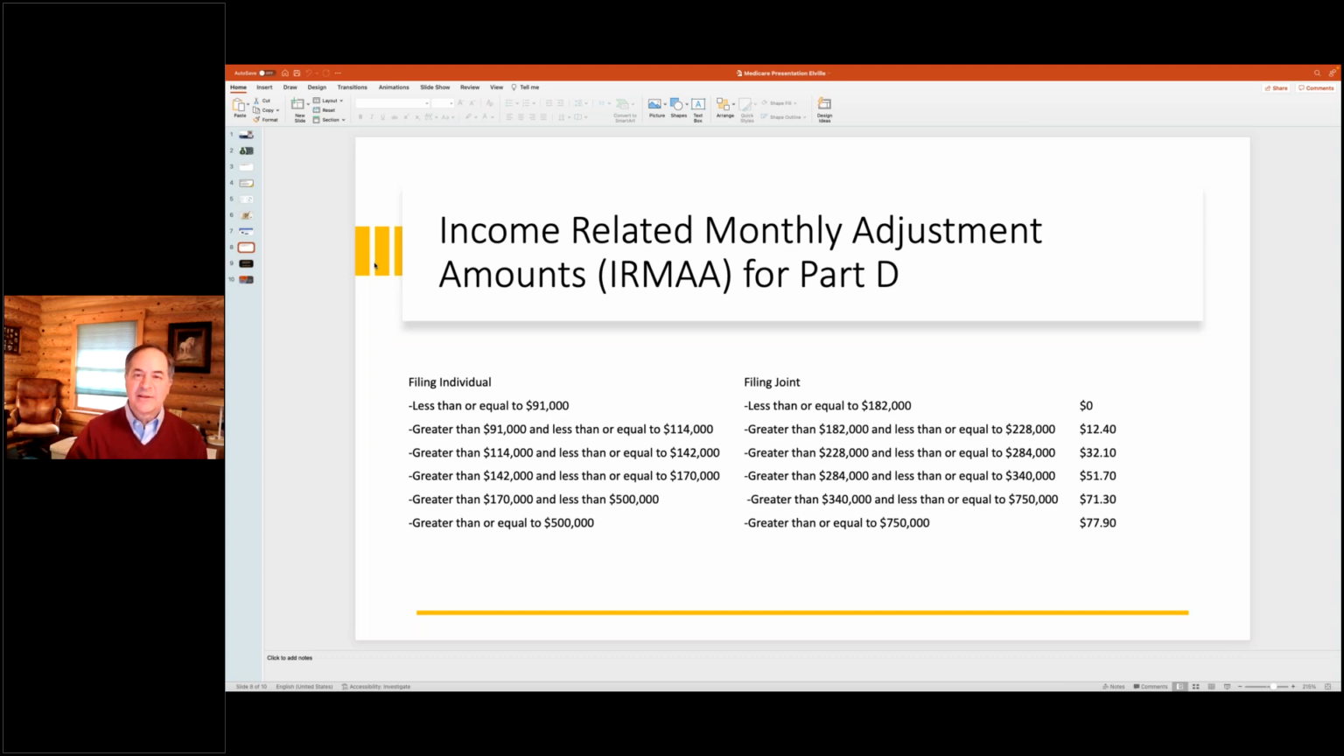So if you're really up there, let's say you're somebody that's only taking cheap medications, and you've got a prescription drug plan, let's say like a SilverScript plan for $7.10, but you're a higher income earner and you're somewhere between 340 and say 750,000, then on top of that, you pay a surcharge of $71.30 added to the $7.10. So there's a potential for IRMAA to get you, again, your income related monthly adjustment amounts. So it just depends on how much money you make. So be aware of that.